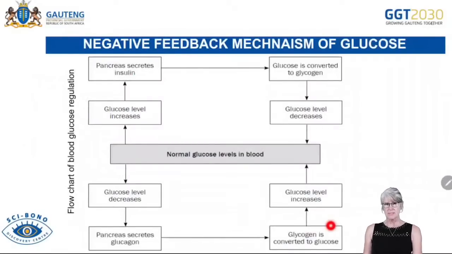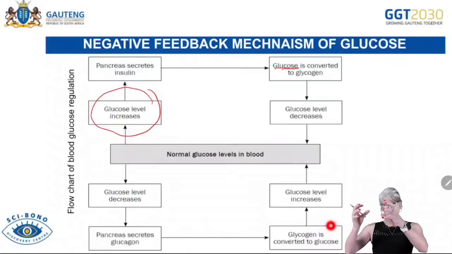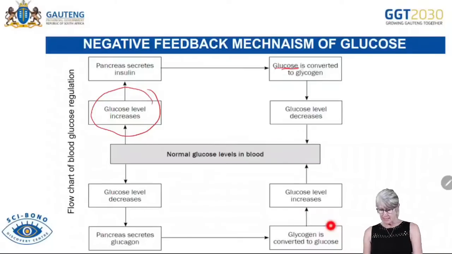If my blood glucose is too high, so my glucose levels have increased, that information goes to the pancreas. The pancreas is then going to secrete insulin, and insulin then causes the liver and the muscle cells to convert the glucose. So it takes glucose out of the blood and builds up a large molecule known as glycogen. And glycogen is stored starch in animals. Okay, so that's going to then decrease the levels of glucose in the blood.